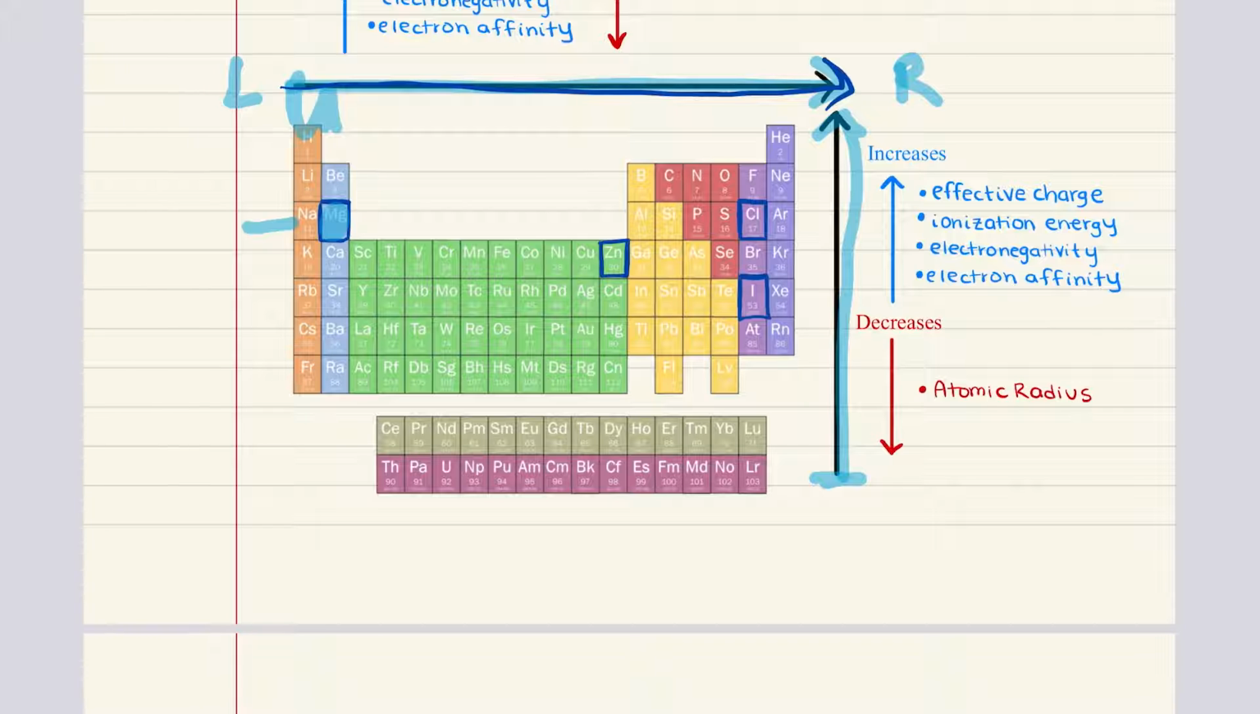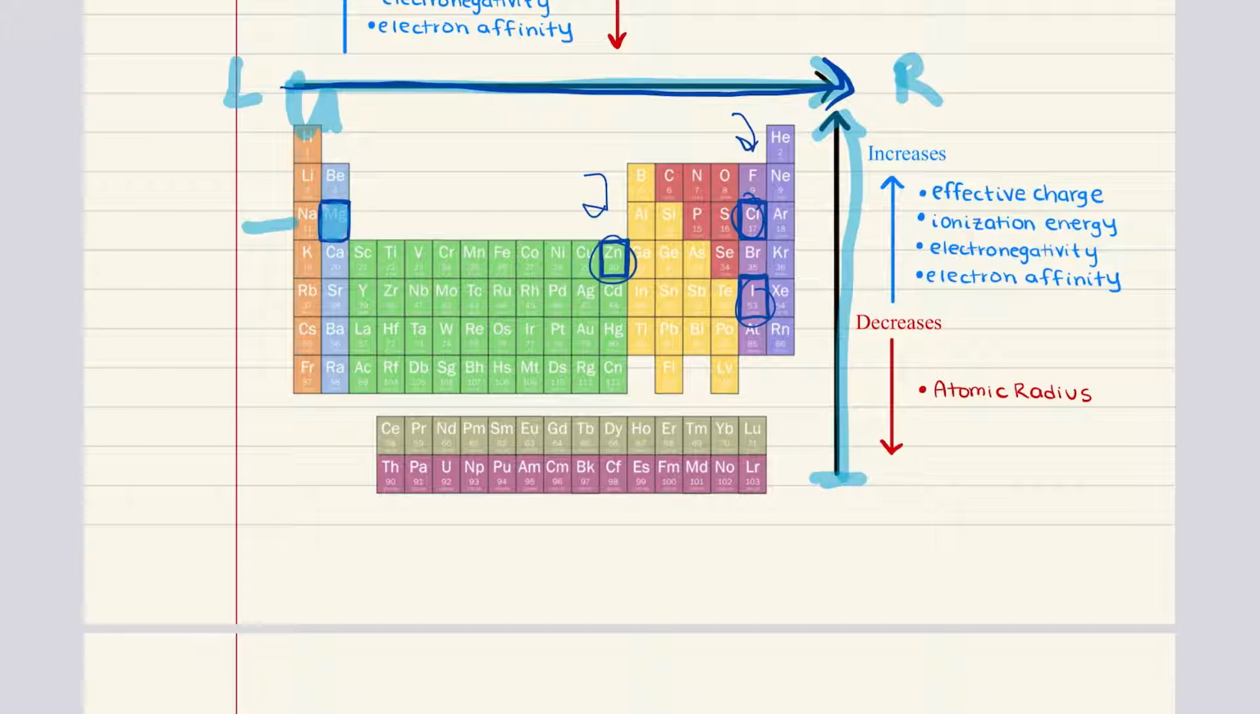Then we have zinc. Zinc is located here in group 12 and period 4, and it is a transition metal. Transition metals typically have moderate electronegativity, but we want to compare it to some of the other answer choices, keeping in mind our two trends, going from left to right and bottom to top. Then we have chlorine and iodine. These are both halogens, so they're located here in group 17. Here's chlorine, here's iodine.